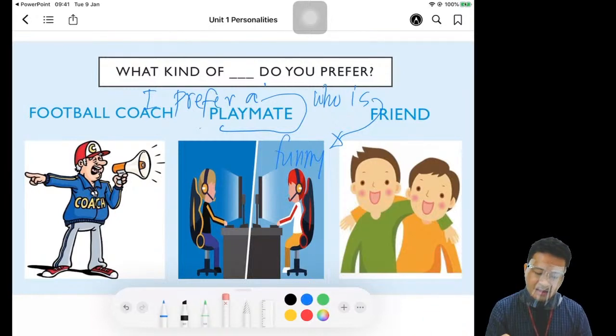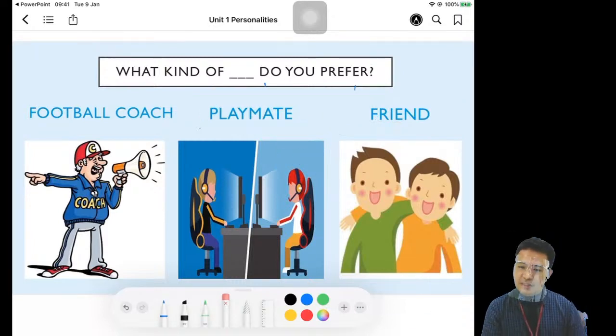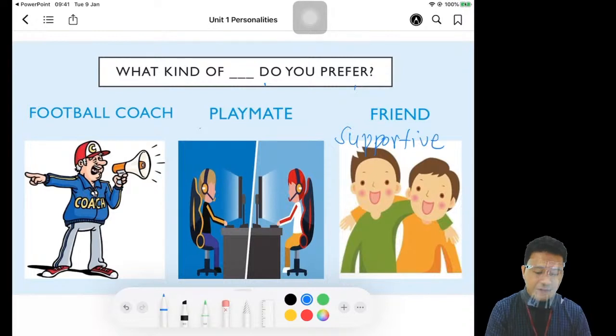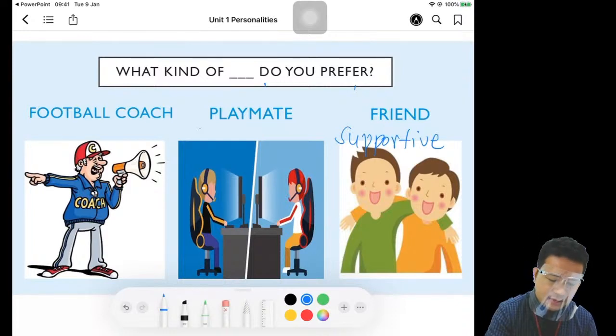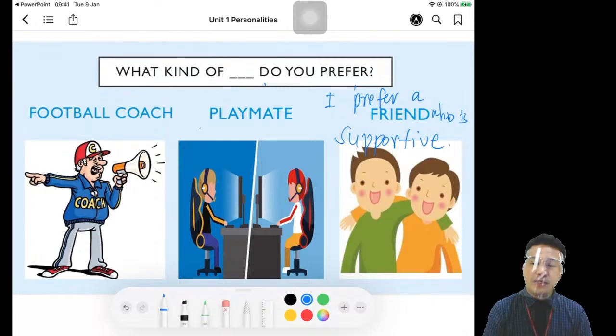One more, then the other example, we have here the word friend. This friend, as you take a look at the picture, they are very happy and they are very close to each other. So we can use the adjective supportive, for example. So let's write the word supportive here. Supportive friend, or a supportive friend. So how will you answer if the question is, what kind of friend do you prefer? You will answer, I prefer a friend who is supportive. So that's how you're going to answer it.